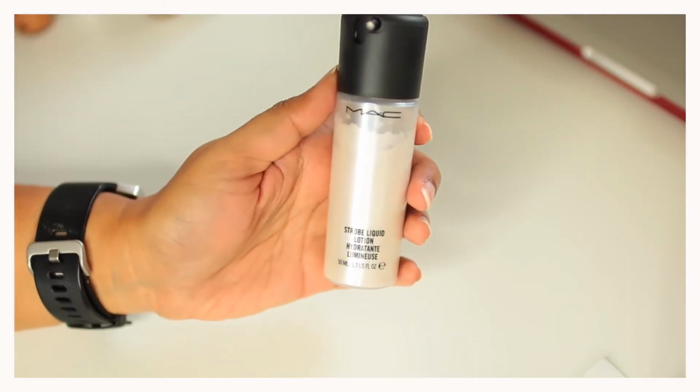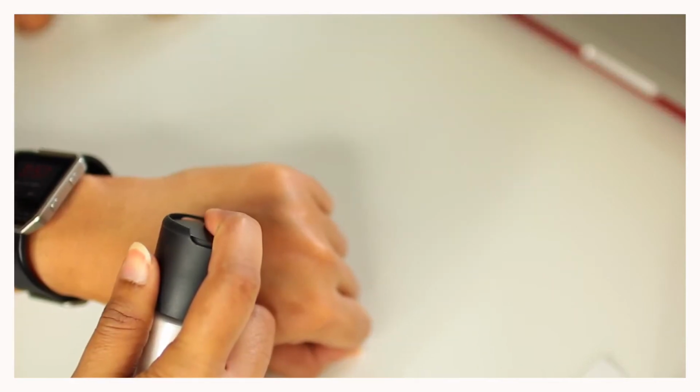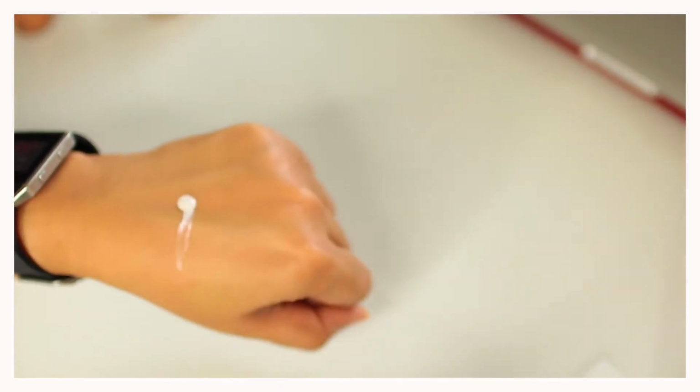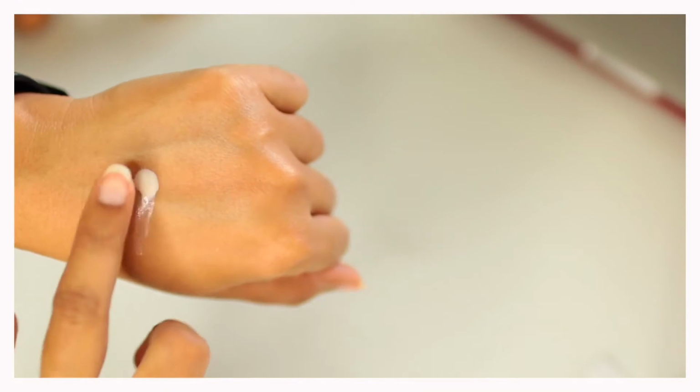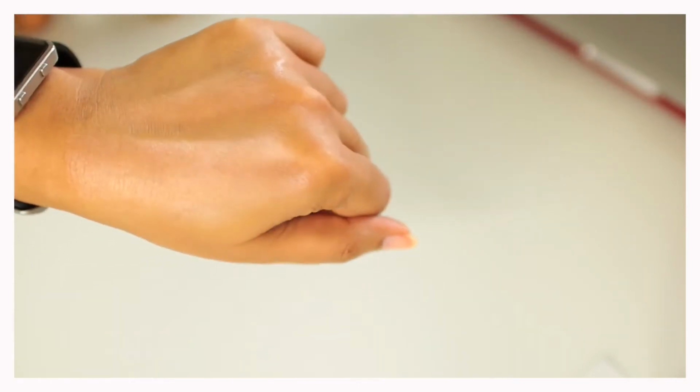Then we have the cult favorite, probably one of the first few liquid highlighters that I have, which is the MAC Strobe Liquid Lotion. There is a cream version if you have normal to dry skin, but I prefer the lotion because it's slightly more lightweight. So it has this beautiful pinky golden silver undertone. It just looks very beautiful on the skin, especially when mixed in with your foundation. So this is one of my favorites. And because this is such a subtle highlighter, I feel this would go well with all skin tones.